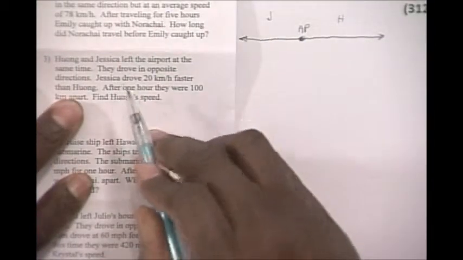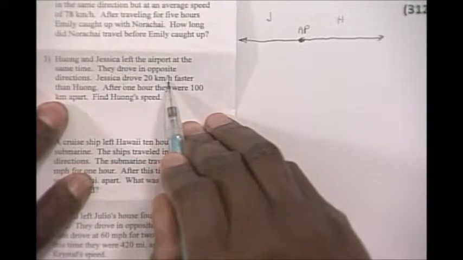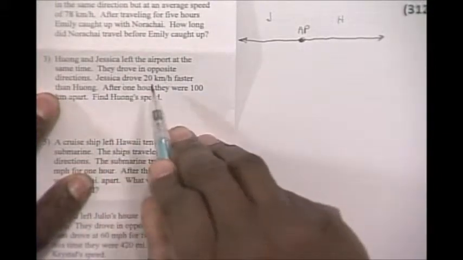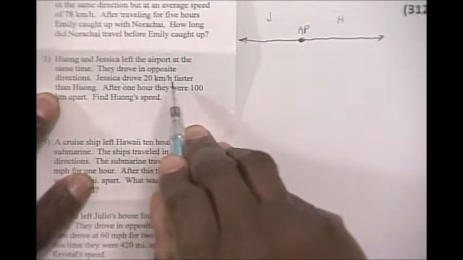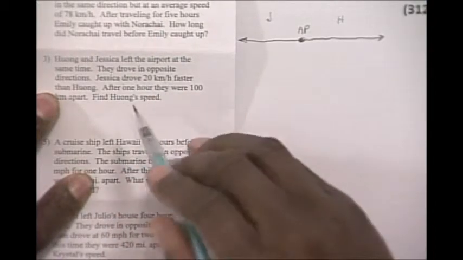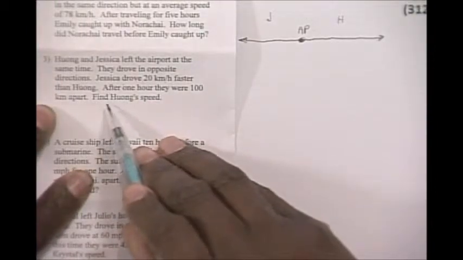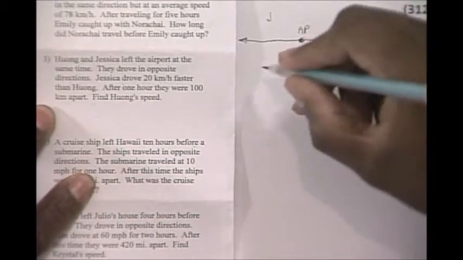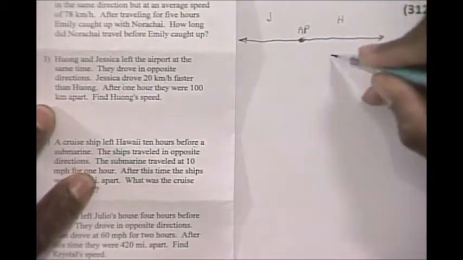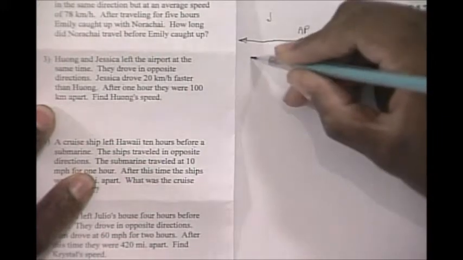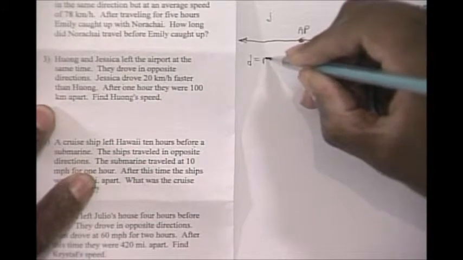Jessica drove 20 kilometers per hour faster than Hong. After 1 hour, they were 100 kilometers apart. Find Hong's speed. So again, as I've mentioned a couple times already, these are distance equals rate times time problems for both individuals.